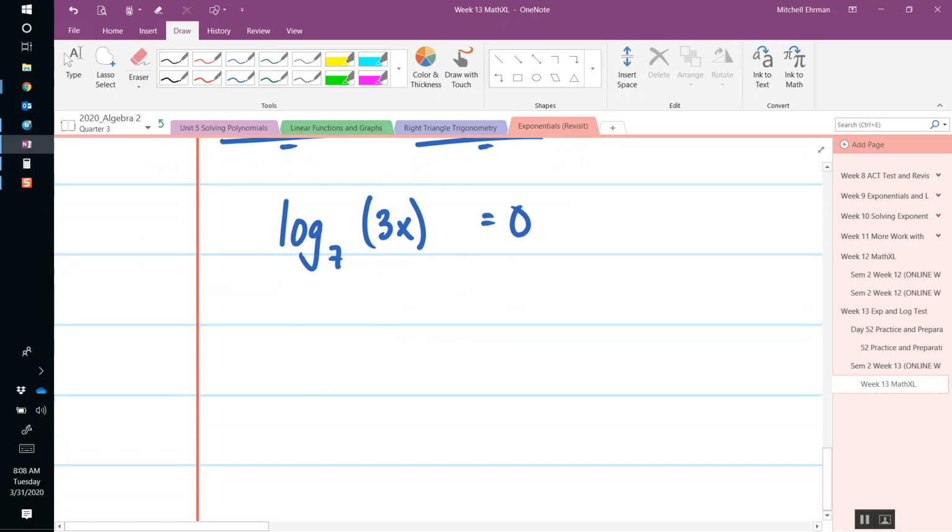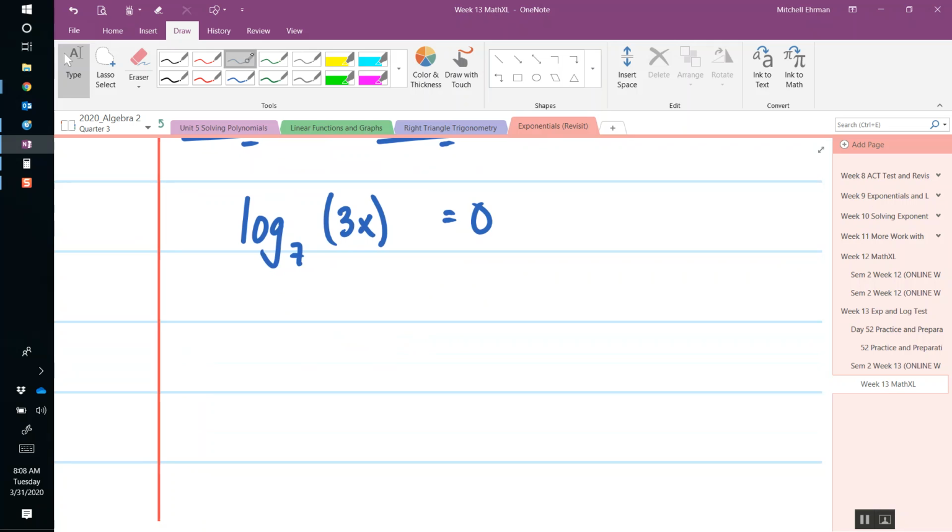And now that we have a single logarithm, we can rewrite it as an exponential. 7 to the 0 power equals 3x.